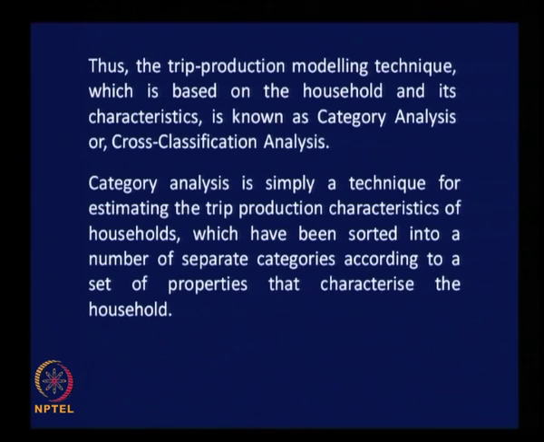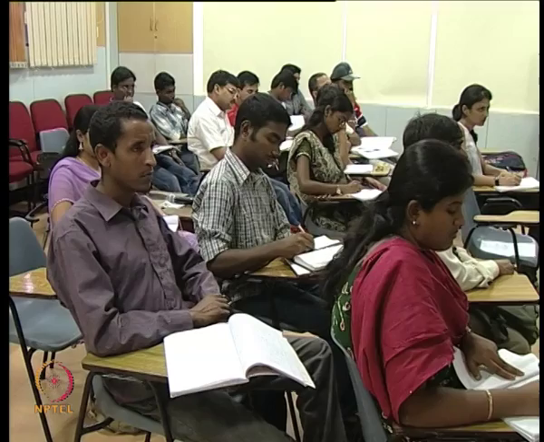Category analysis is simply a technique for estimating the trip production characteristics of households, which have been sorted into a number of separate categories according to a set of properties that characterize the household. Now, the question is, what are the properties that are to be chosen to characterize the households? This is where we need to be very careful in the choice of characteristics, so that we capture the trip production of households without much error. Let us see how to go about doing this particular aspect.